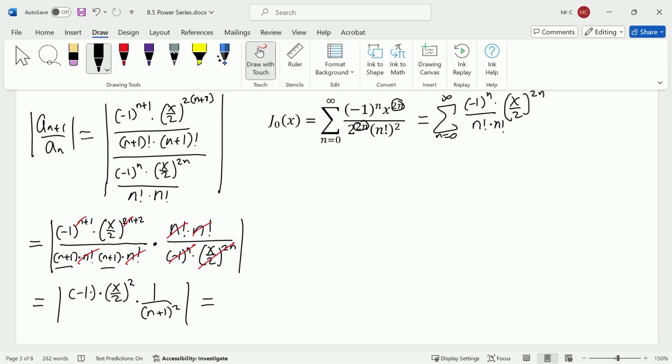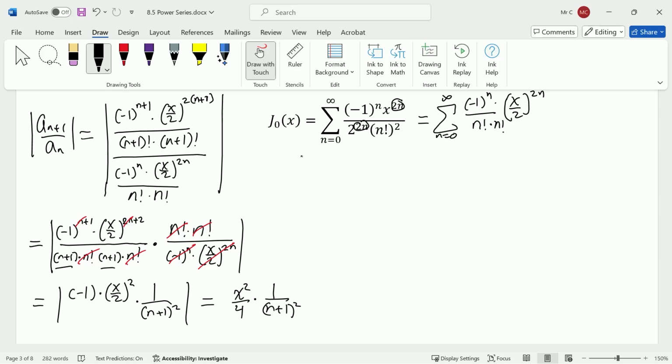So the absolute value of negative 1 is 1. And x over 2 squared, take the absolute value, it's already positive. So we can just write this as x squared over 4 times, and the absolute value of 1 over n plus 1 squared is also strictly positive. So that's 1 over n plus 1 squared.